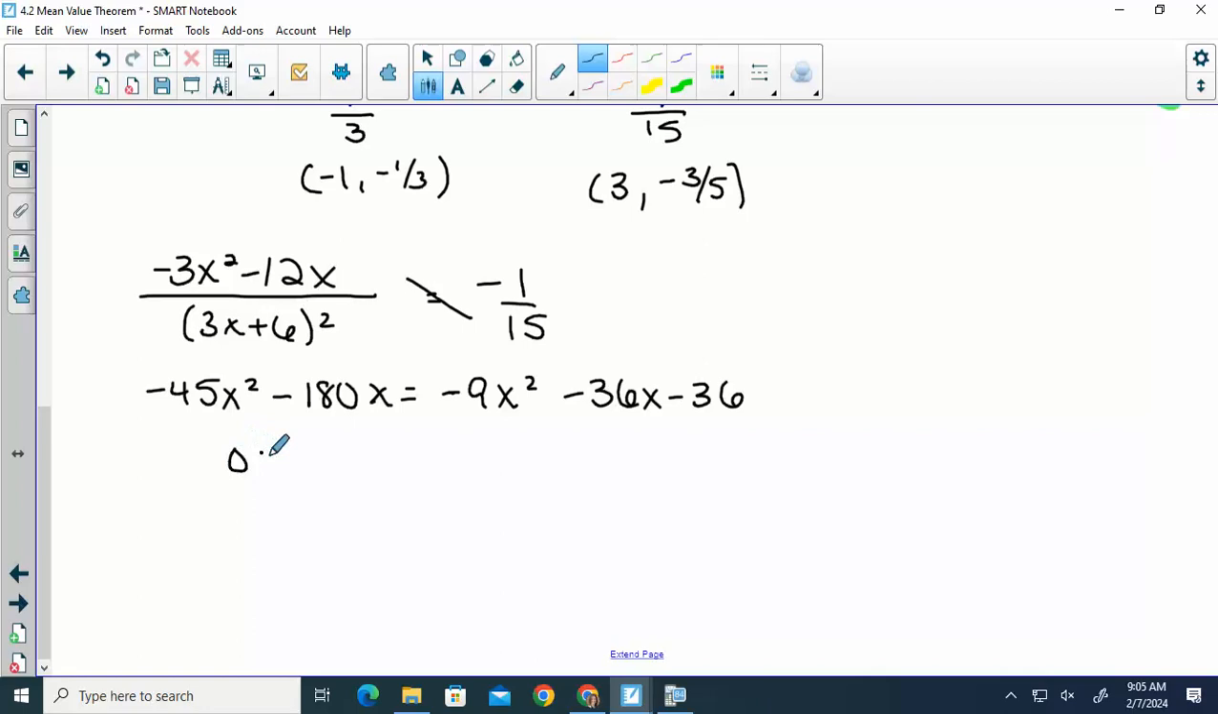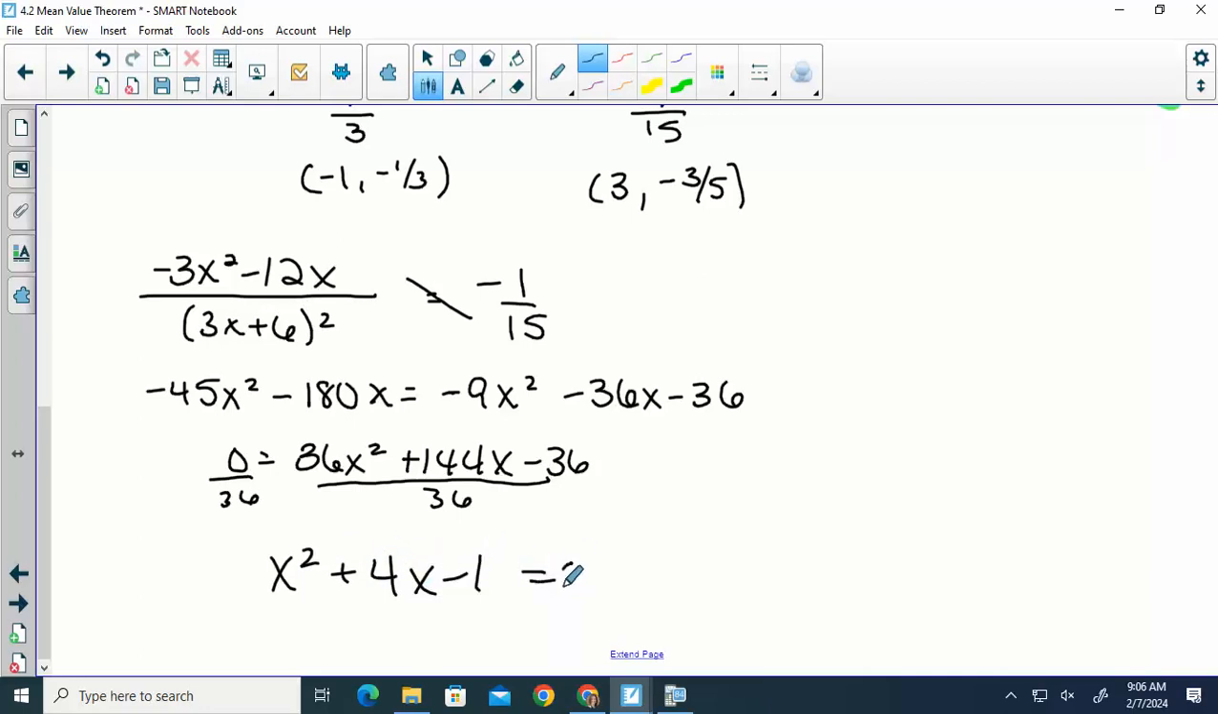Okay, quadratics, we want them to be equal to 0. So if I add that over, what could I divide everything by? Let's divide everything by 36 and give us a much nicer problem. So then we would have x squared plus 4x minus 1 equals 0.